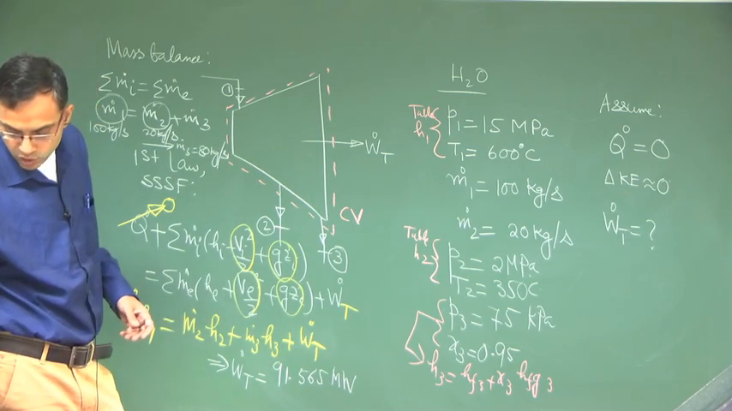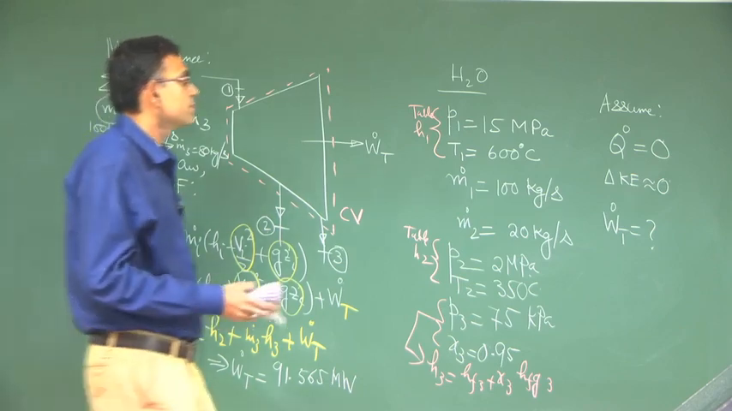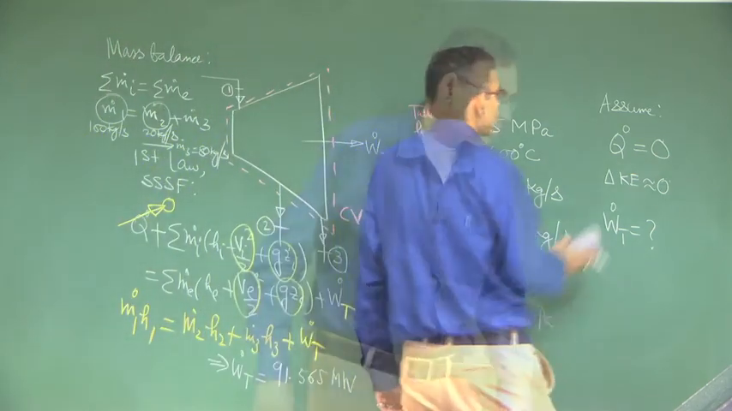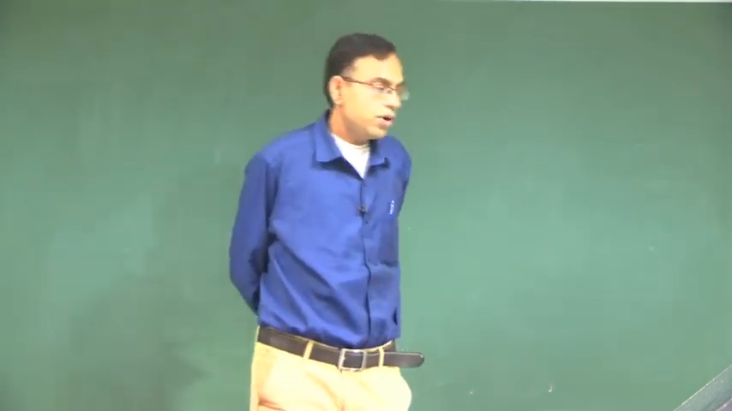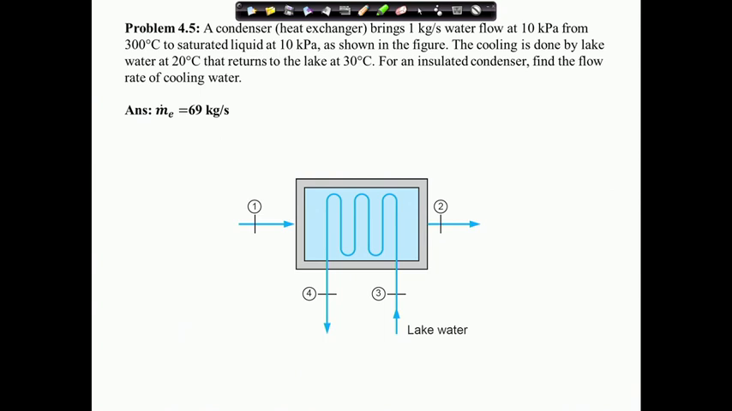Let me erase the board before we solve the next problem. Problem 4.5. A condenser, which is a heat exchanger. I will explain what a heat exchanger is and what a condenser is before solving the problem, but let us go through the problem statement first.